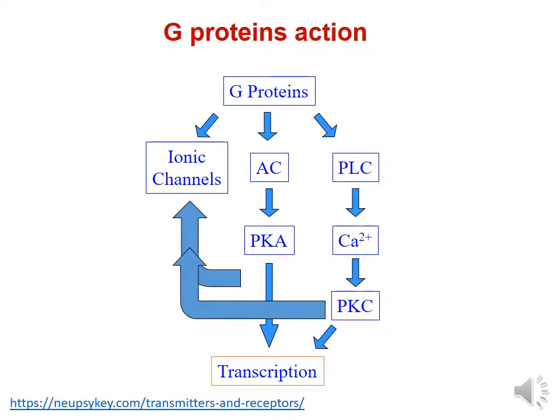So metabotropic receptors can interact and regulate the function of ionic channels by either opening or closing ion channels. Or they can activate different effector proteins, initiating different intracellular pathways, such as those mediated by the adenylate cyclase or the phospholipase C. And these have different molecular mechanisms to control ion channel function and modulate transcription.